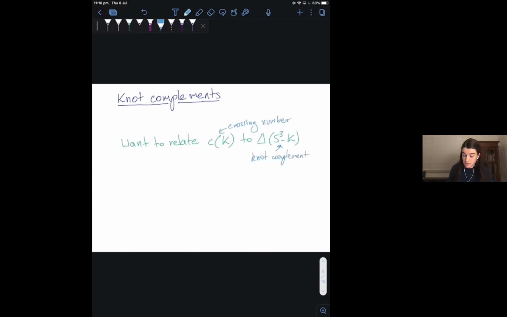Why the knot complement might be a natural thing to think about is that if we've got a knot embedded in the three-sphere, then it's determined entirely by its complement. So you can think of them as the same, as they're sort of the same amount of information.